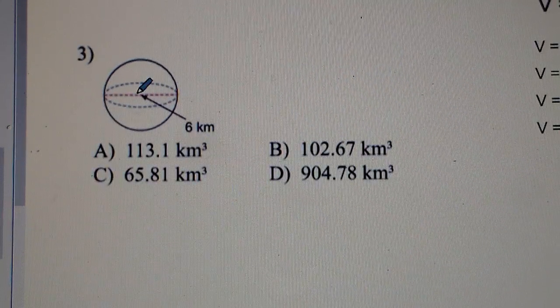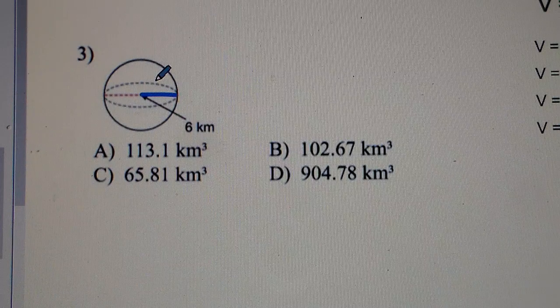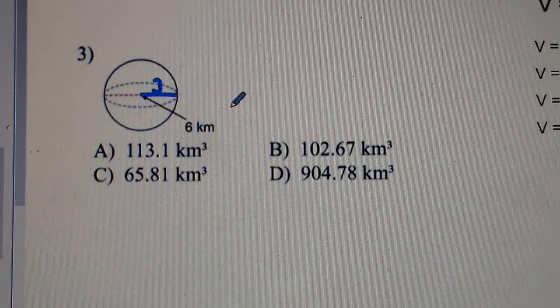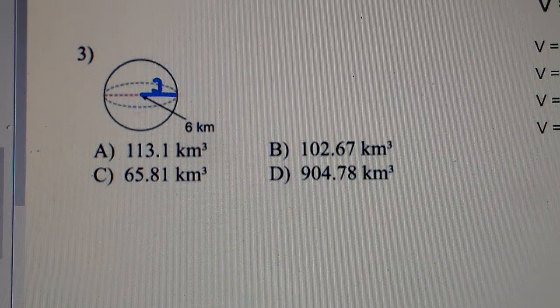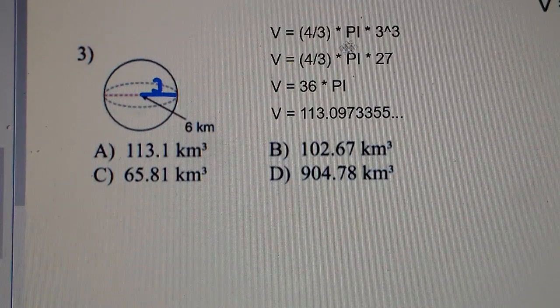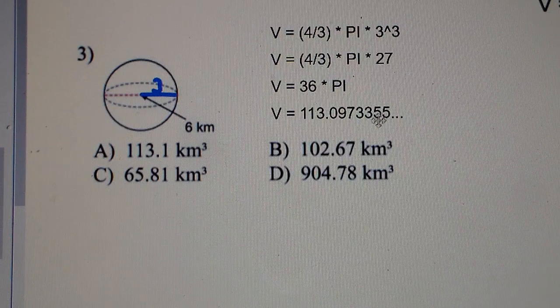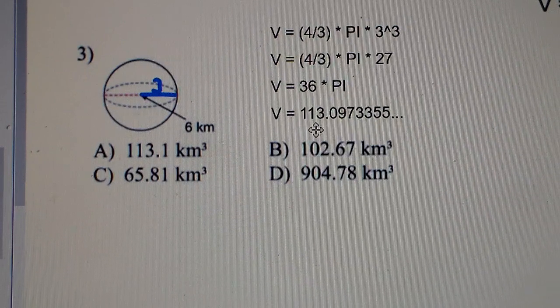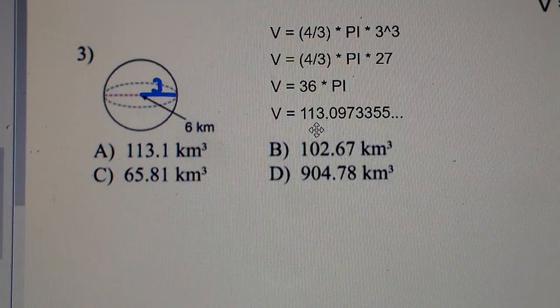Number 3. If the diameter is 6, that means the radius is 3. We plug that into our formula. 3 to the third is 27. 27 times 4/3 gets you 36. 36 pi is 113.097.